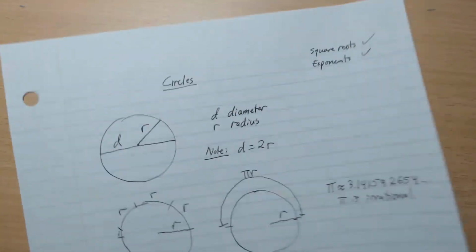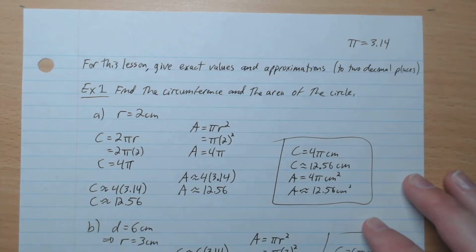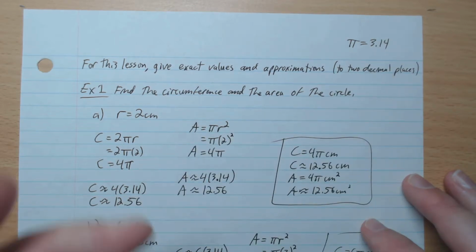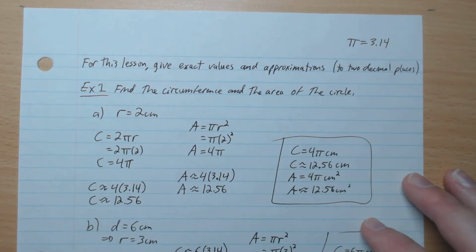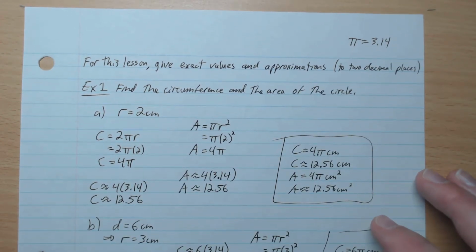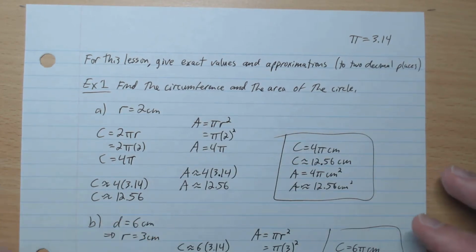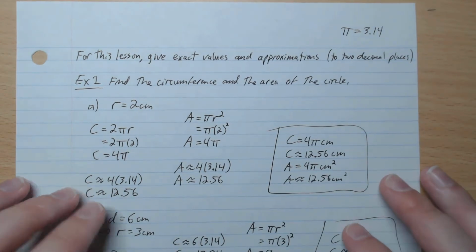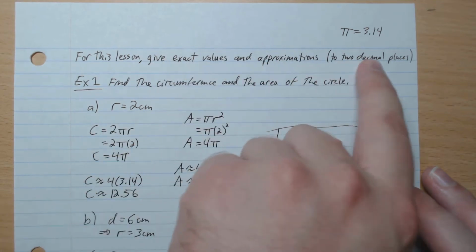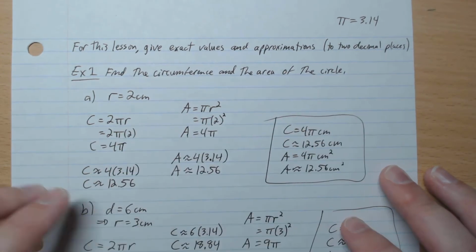Okay, let's do some examples. So in our calculations today, we're going to set pi as 3.14. You might have a graphing calculator or a scientific calculator that has the exact value of pi. That's fine, but in the calculations I'm going to use 3.14 in case you don't have a scientific calculator. So for this lesson, give exact values and approximations. We give both to 2 decimal places.